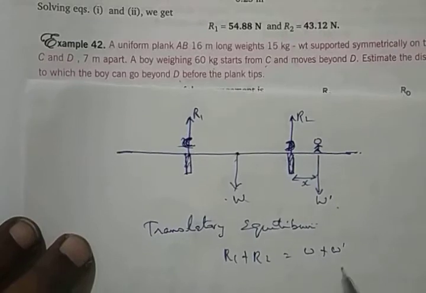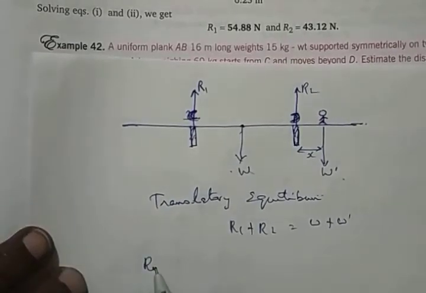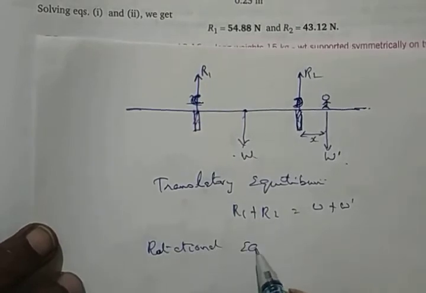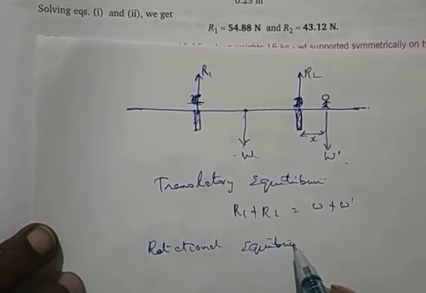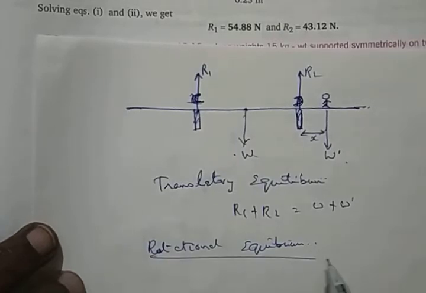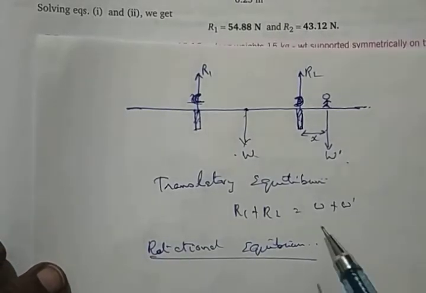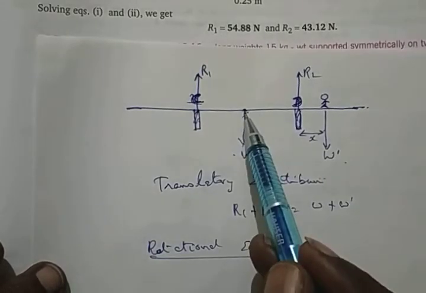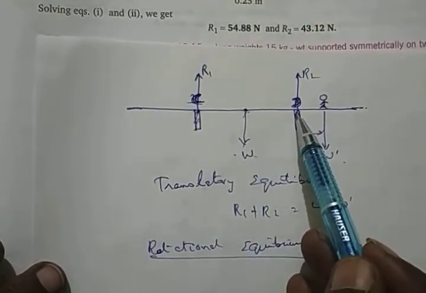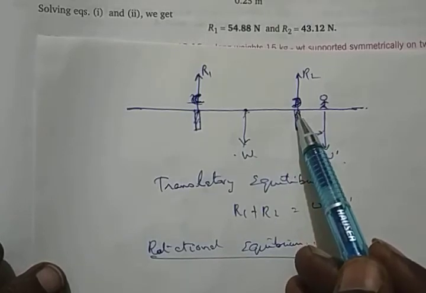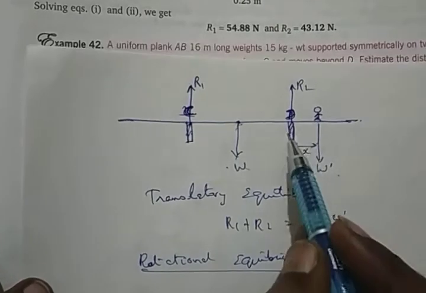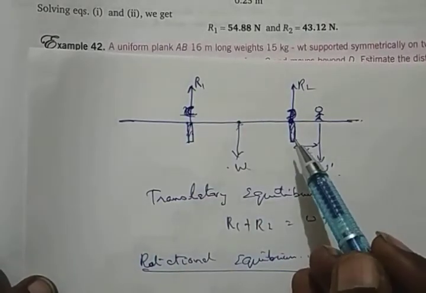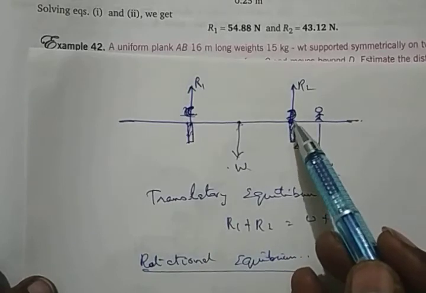The next one is rotational equilibrium. In rotational equilibrium, now you tell me where you need to put the axis. You need to choose the axis. Can you put it here, at the center, or do you want to put it here? It's up to you. Let me put it here, because R1 and R2 we don't know. It's very difficult to find R1 and R2. So let us put it here.